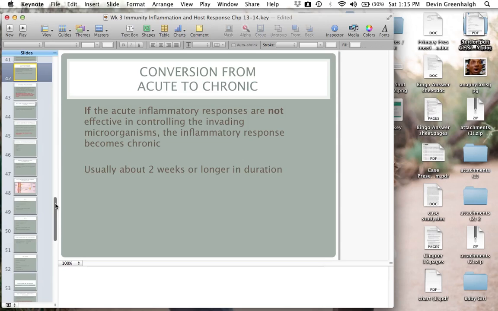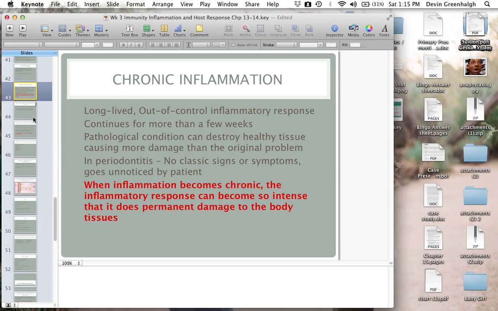So, how does something turn from acute inflammation to chronic inflammation? If acute inflammation is not effective in controlling the invading microorganisms, the inflammatory response then becomes chronic. Usually, an acute infection lasts 2 weeks or longer to become chronic. Chronic inflammation is long-lived, out of control, and continues for more than a few weeks. It can destroy healthy tissue, causing more damage than the original inflammation. In periodontitis, there are no classic signs or symptoms, so it goes unnoticed by the patient.